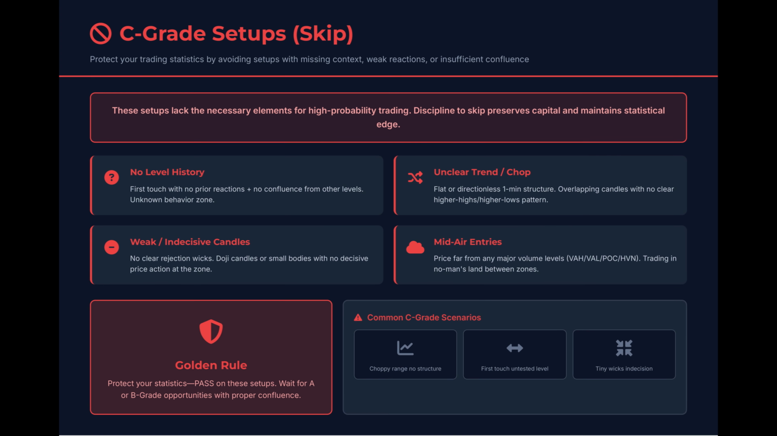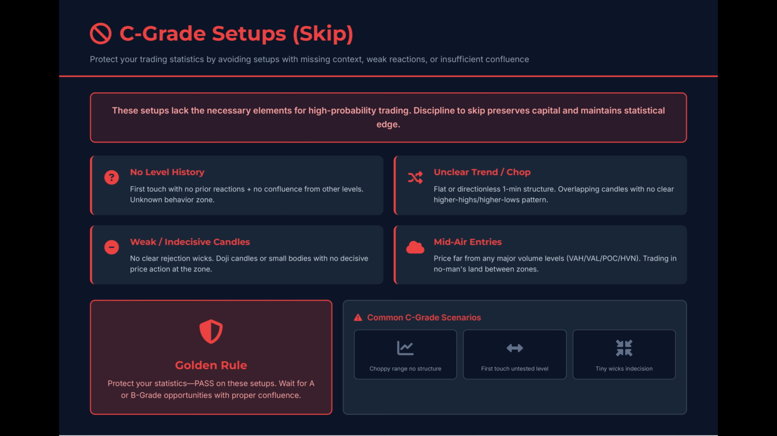C-grade setups. Skip these entirely. Welcome to perhaps the most important slide in this entire advanced course: C-grade setups and why you must skip them entirely. Let me be absolutely clear from the outset. C-grade setups are not trades. They are temptations. They are noise masquerading as opportunity. If you want to build a sustainable trading career, you must develop the discipline to walk away from these setups without hesitation.